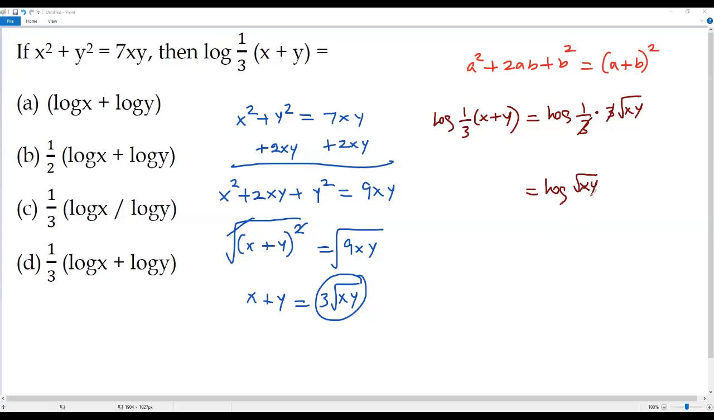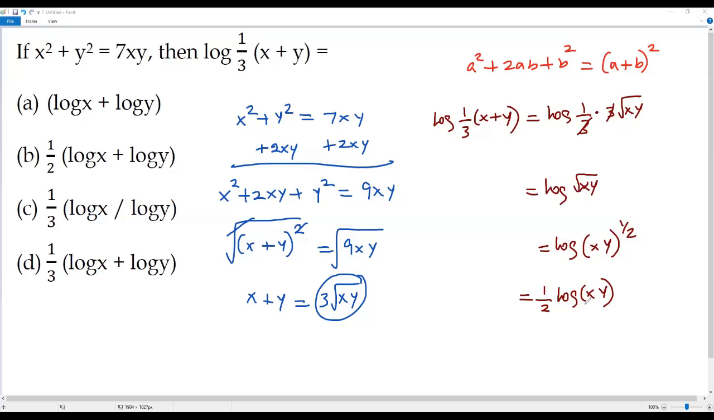In my next step, I can write this square root as an exponent. If I write the square root as an exponent, it will become 1/2. Next, I can use the power rule of logarithm. That is, whenever the argument is exponential, the exponent we have at the argument can be moved in front of the logarithm, and it has to be multiplied by the logarithm. Then I'll be getting 1/2 times log of x times y.